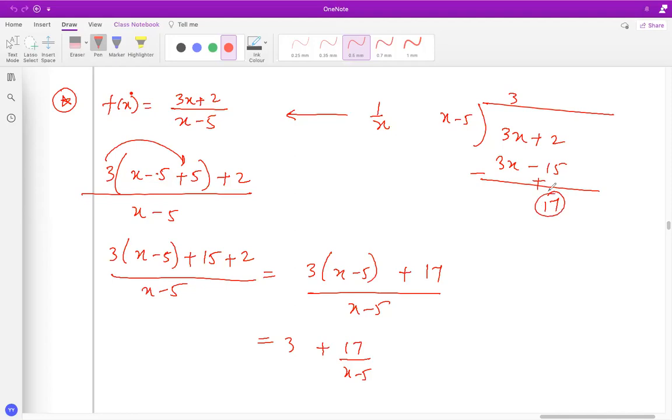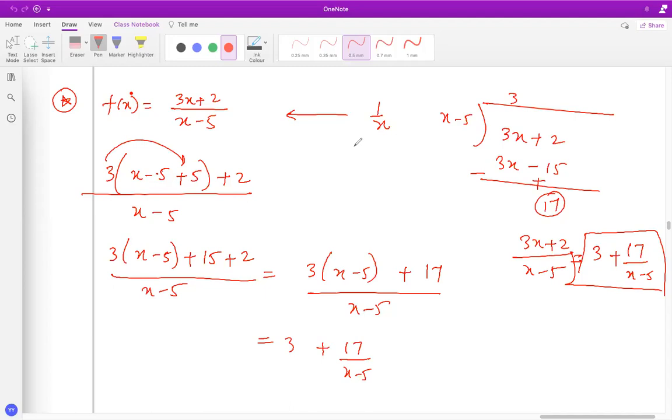So it becomes 17. So when you have (3x + 2) over (x - 5), this can be written as quotient plus remainder over divisor. So that's the general form. This is what I have got from both the methods, so any one method you could choose.